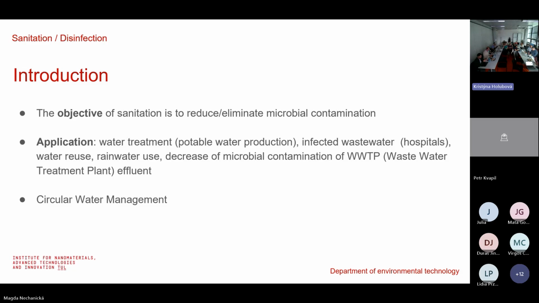There is currently pressure to decrease the concentration of microbial contamination in discharged wastewater from wastewater treatment plants.